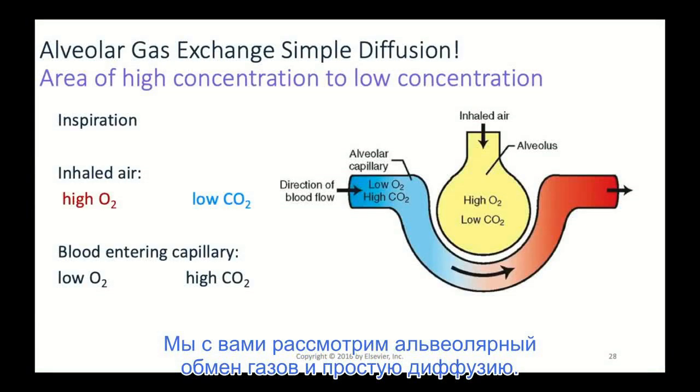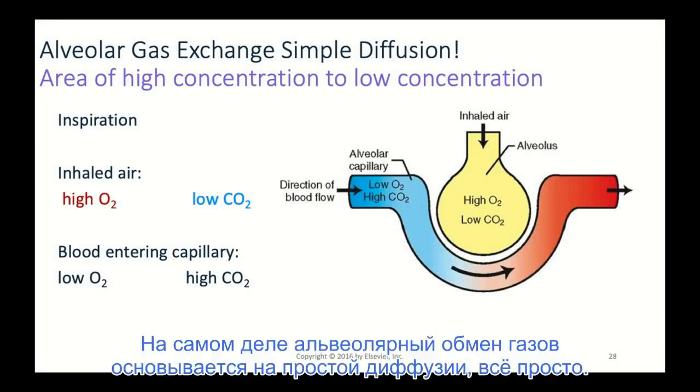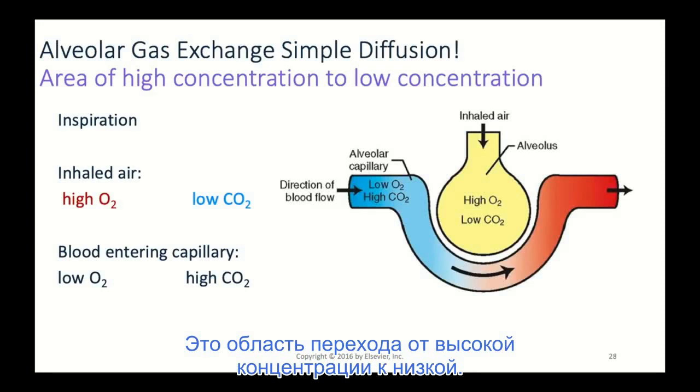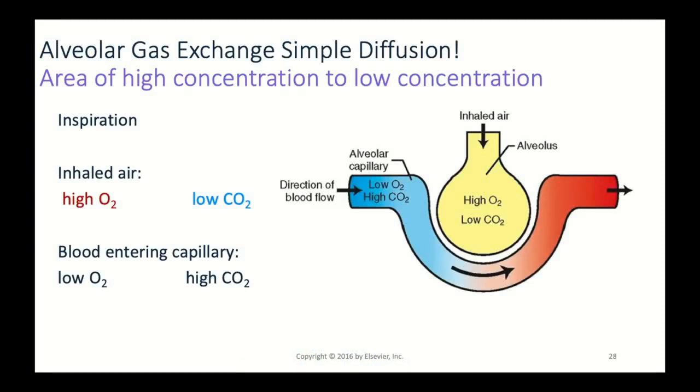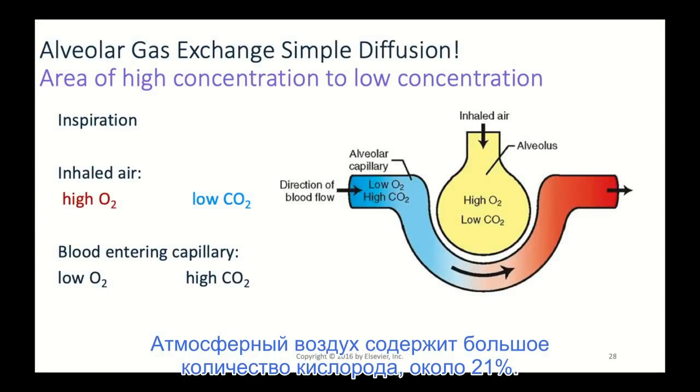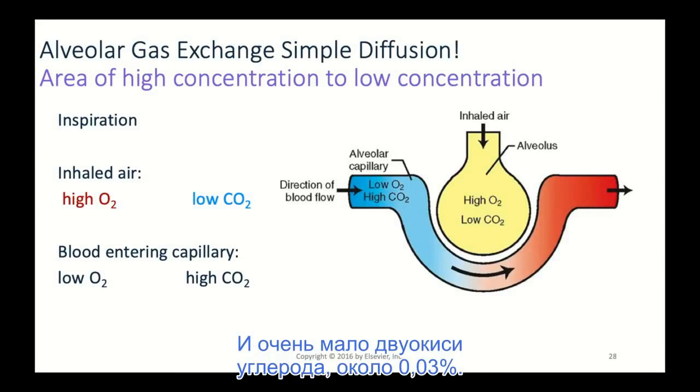All right, so we're going to look at alveolar gas exchange and simple diffusion. Essentially, alveolar gas exchange relies on simple diffusion, easy peasy. So it goes from an area of high concentration to low concentration. If we think about it, atmospheric air contains a high level of oxygen, about 21% oxygen, and very little carbon dioxide, about 0.03%.